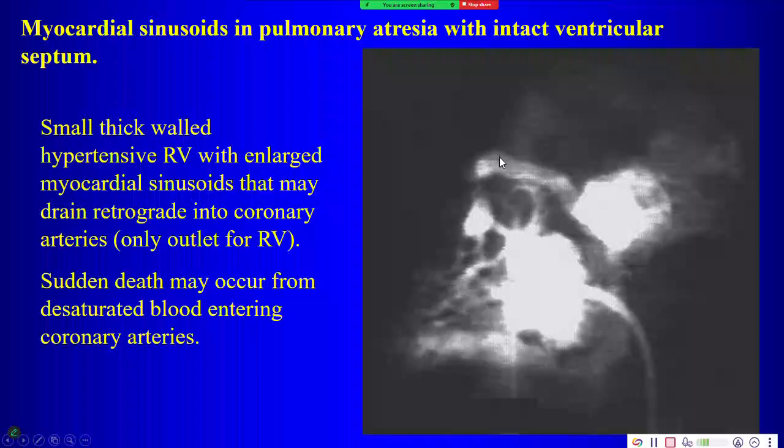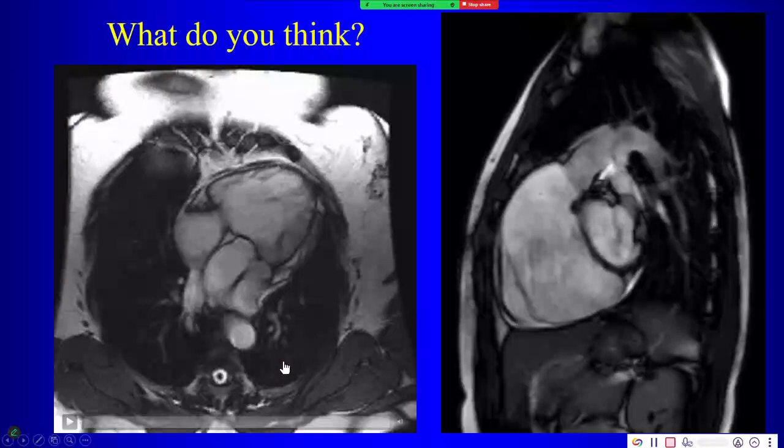communicate and drain retrograde into the coronary arteries, because that might be the only outflow for the right ventricle. And then that results in desaturated blood getting to the coronary arteries and can be a cause of sudden death. So that can be a complication of this form of pulmonary atresia with intact ventricular septum.